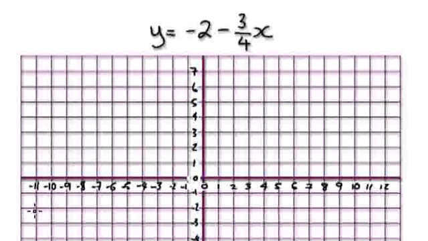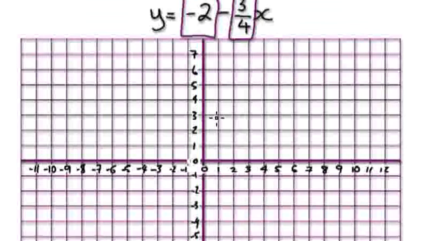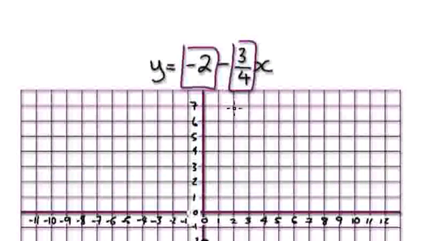So press pause and have a go. Okay, this one here. This is your intercept here, and this is your gradient. But don't forget it's a minus gradient. So let's jot down the intercept. The intercept is minus 2, and the gradient, well, don't forget it's a minus gradient.